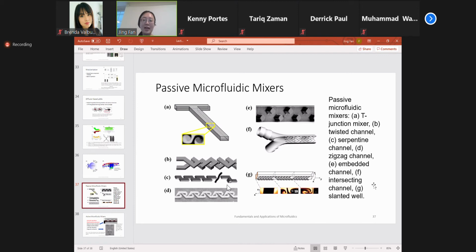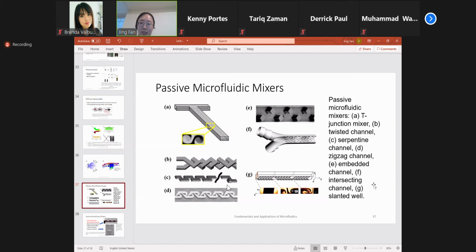Active microfluidic mixers, which we will discuss following this, actually consume some extra external energy to induce the mixing of fluids. So we will discuss them next. Let's first look at passive microfluidic mixers. There are some typical structures of passive microfluidic mixers, as I list here on this slide. We will discuss them one by one. They are just different structures.